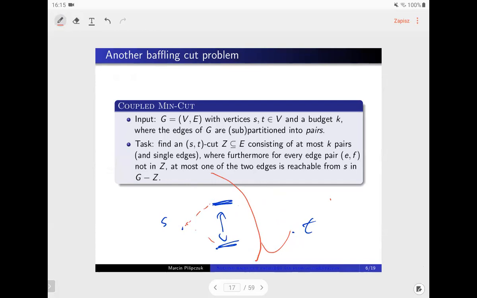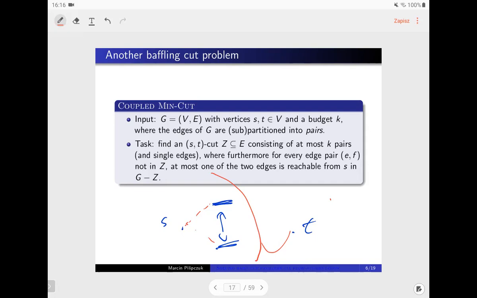I have got a graph, and I want to separate sink from source using budget K, but the cost function is slightly weird. Some edges are paired, and I can pay one to delete both the edges from a pair, but the caveat is that if two edges are paired and I don't cut them, I cannot leave them both on the reachable from S side. That's the constraint I have here, okay?